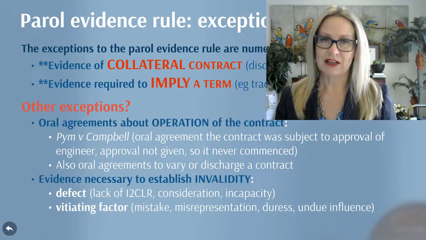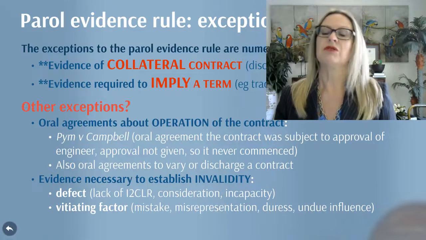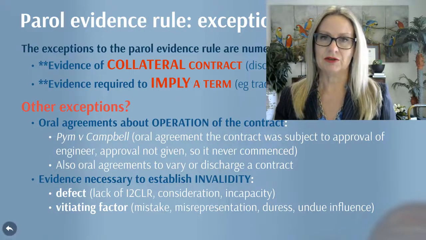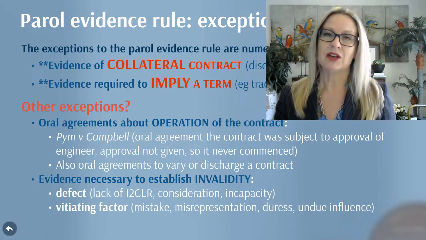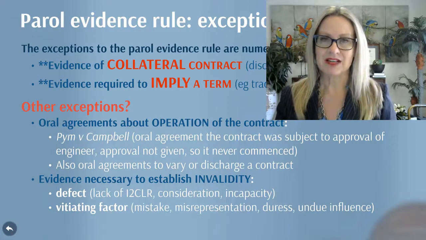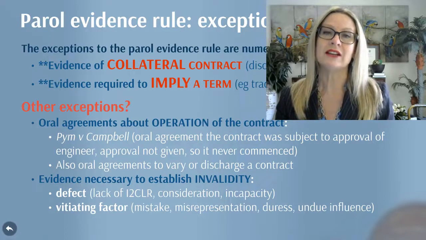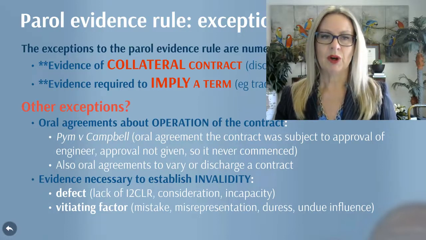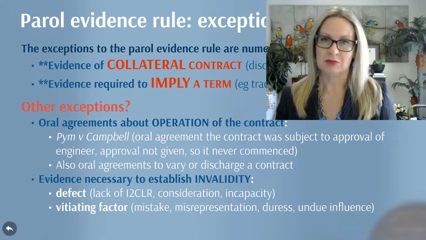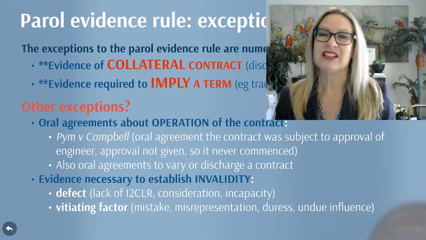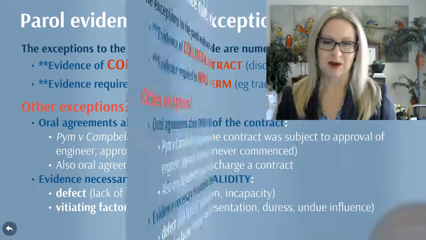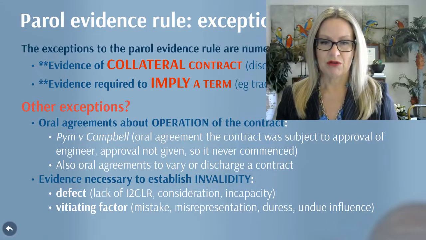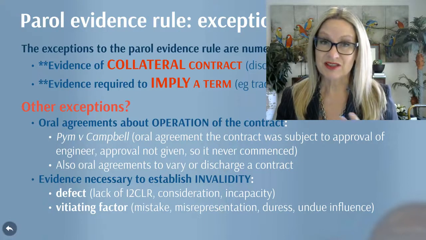So extrinsic evidence was allowed to show that, in fact, this second approval was not given, and of the arrangements that were made that showed that the parties intended the contract would never actually start operating unless you got both engineers to sign off. So that was Pym and Campbell, where you've got an agreement between the parties showing that the contract's never going to exist in the first place unless something happens. Also, where you need to introduce evidence to show that the contract is in actual fact invalid.